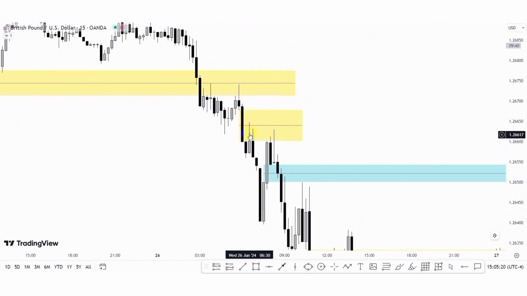So we expect to see price return, and then you can see price retested the consequent encroachment of this fair value gap. Then you can see we have the close of price below it. We have further push to the downside.